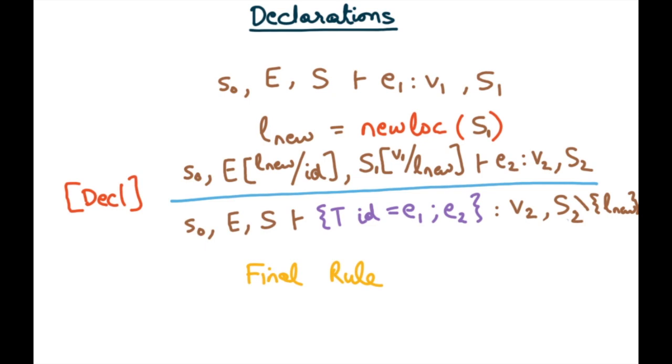So here's the correct rule. Here's a final rule that's correct. The only change here is that the final store includes S2, but is S2 minus any mapping for the location L new. Whatever the mapping was for L new should be deleted, and this set minus operator is representing that from S2, and so this represents our final rule for a variable declaration in our programming language.